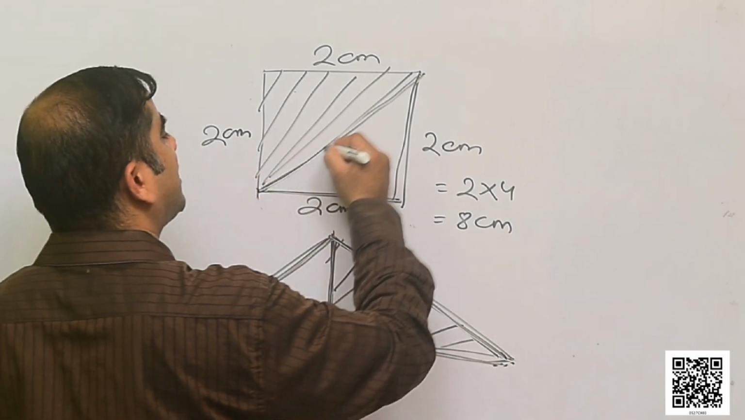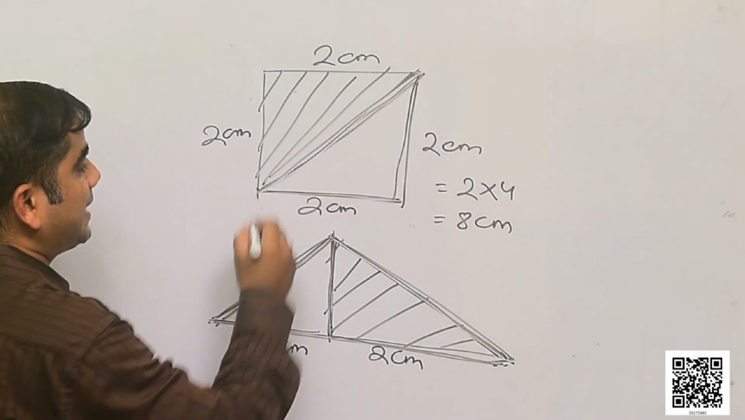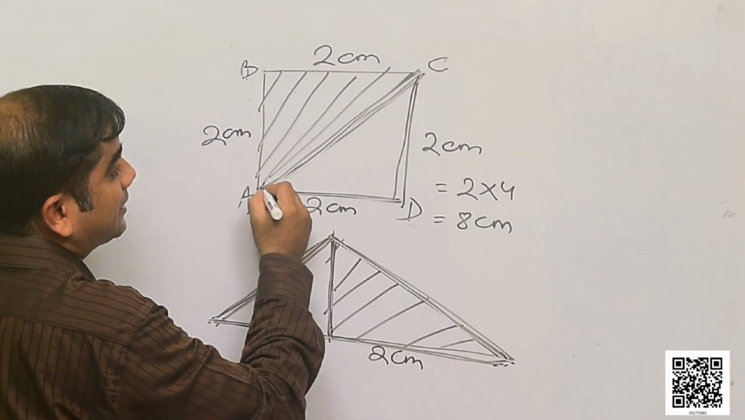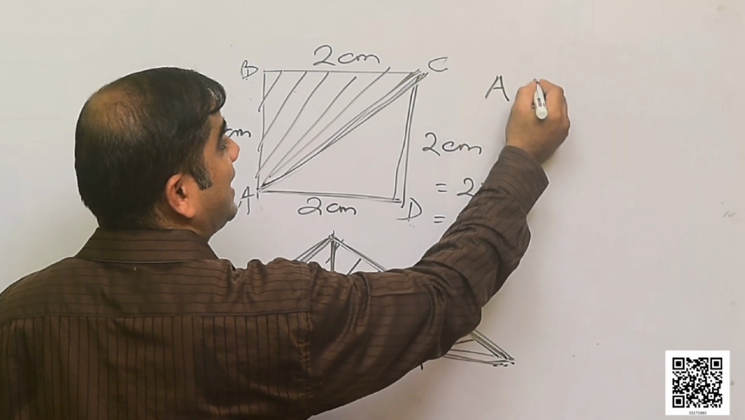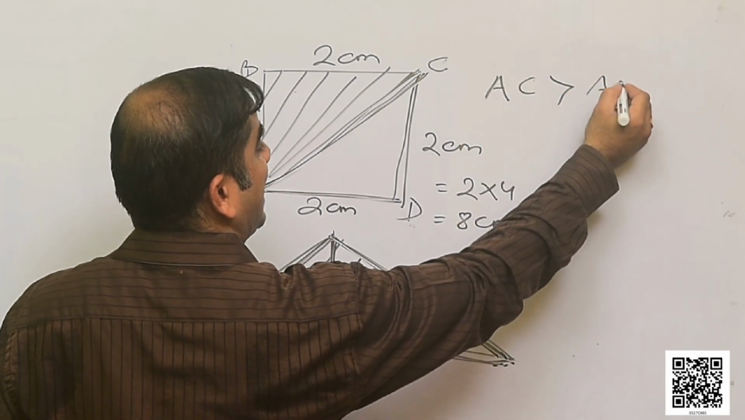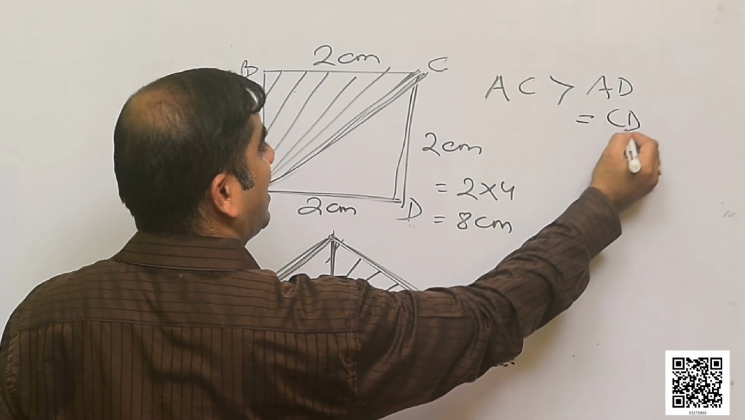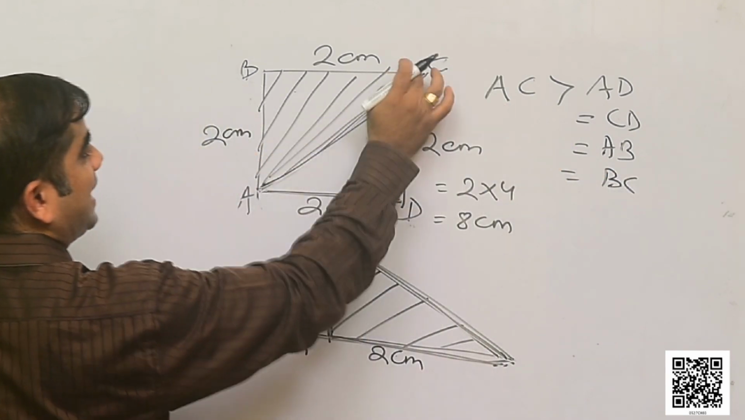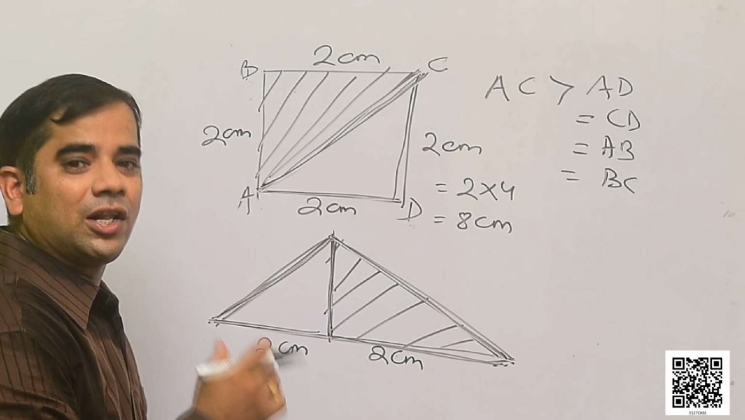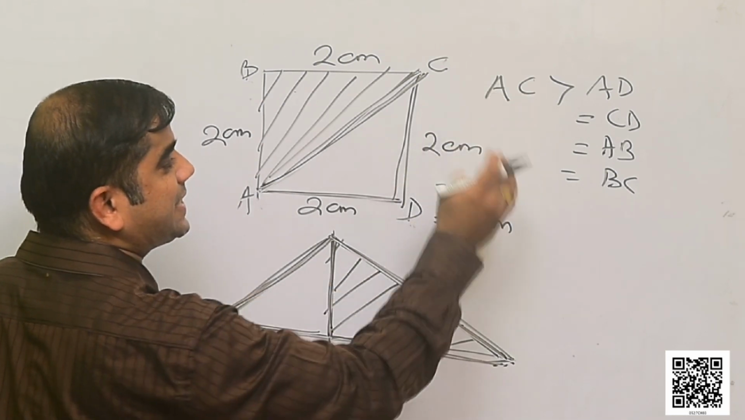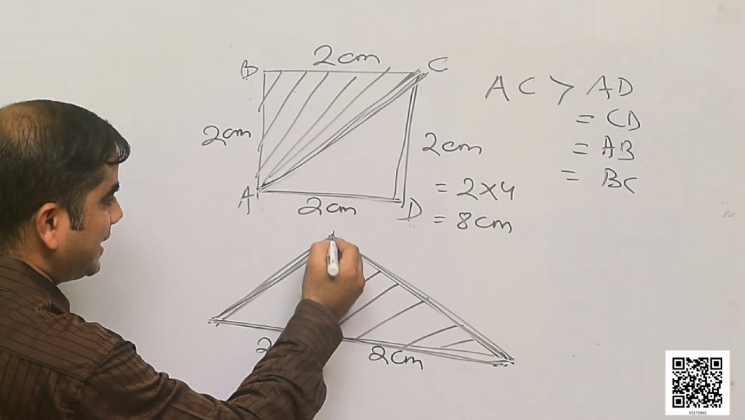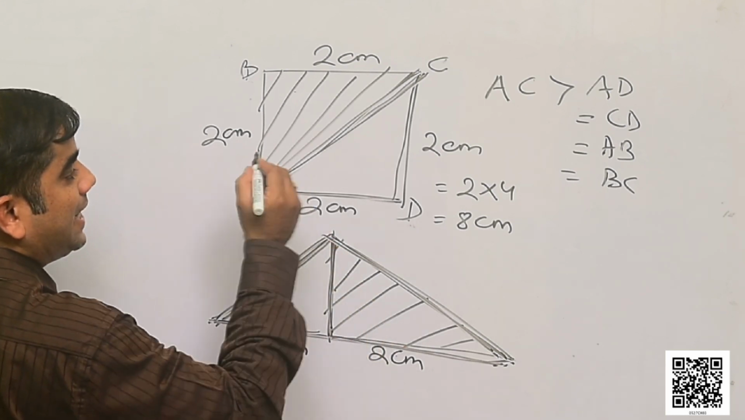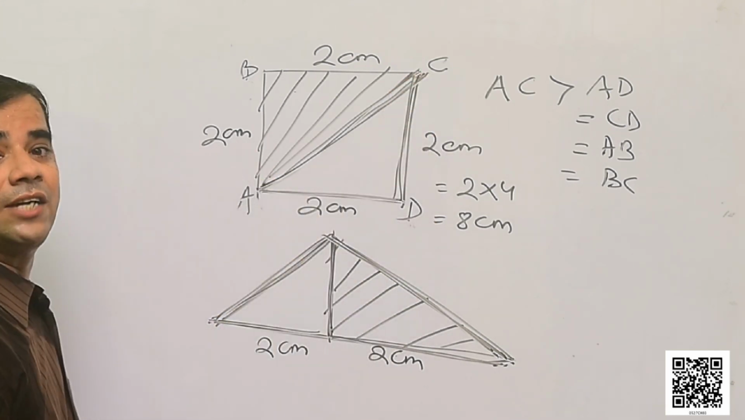We can clearly observe that, suppose these are the points A, B, C and D, the side joining AC is greater than the sides AD, or CD, or AB, or BC. So AC is greater than each side, because all the sides are equal. So the side AC is greater than each side. That means these two sides, when they sum up, are greater than the sum of any two sides of the square.